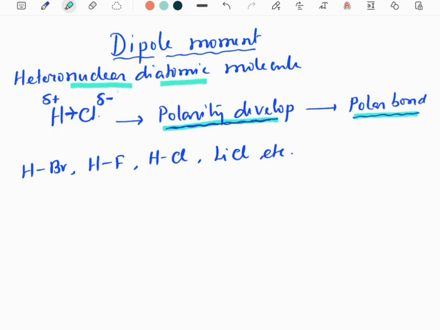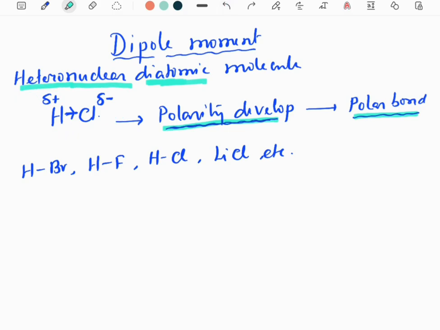say HCl, this is a heteronuclear diatomic molecule. Why? Because the two atoms are different, so it is called heteronuclear, and it is made up of two atoms, so it is diatomic. So this HCl is a heteronuclear diatomic molecule.